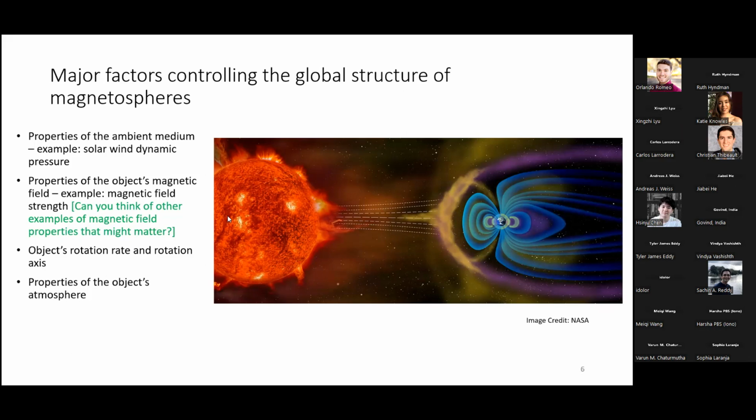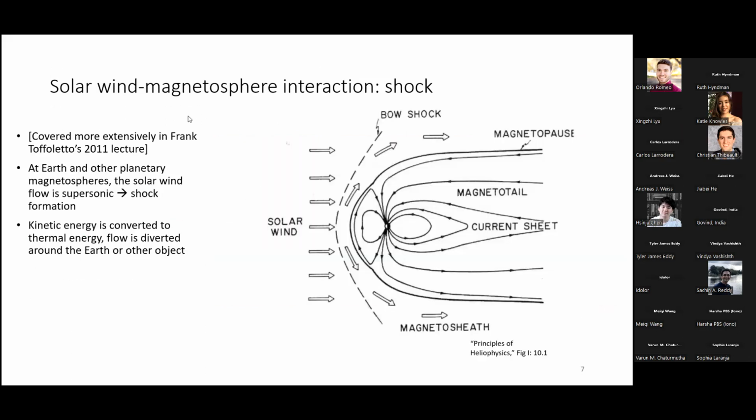So let's get into the first one. Again, this is biased towards solar wind planetary magnetospheres. There are other things that I'm not going to talk about, like the ambient medium at Jupiter for the moons of Jupiter. But a basic thing for a lot of the magnetospheres that we focus on in the heliosphere is the concept of the shocks that form upstream of the magnetospheres.